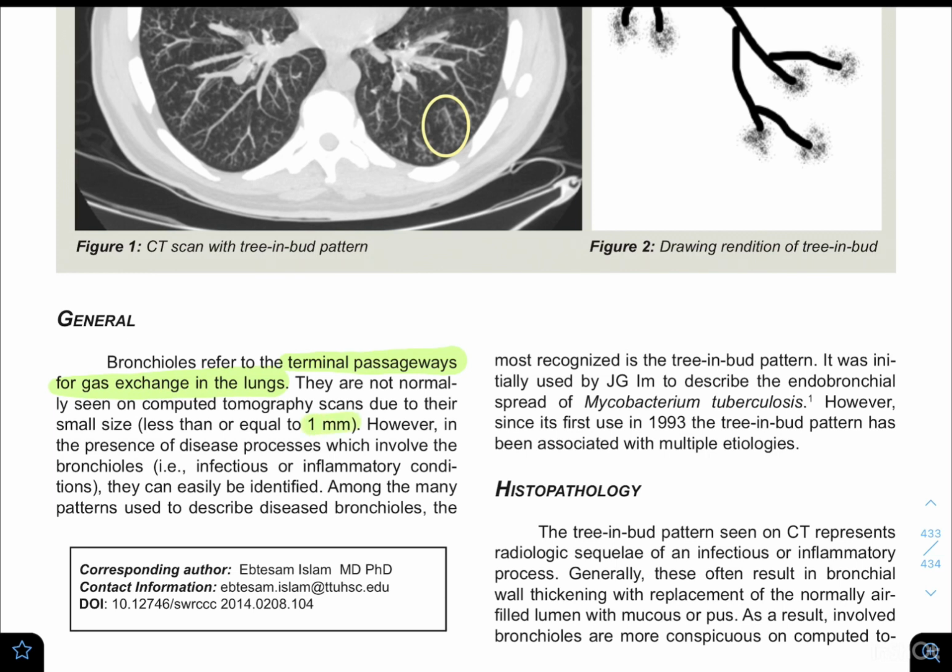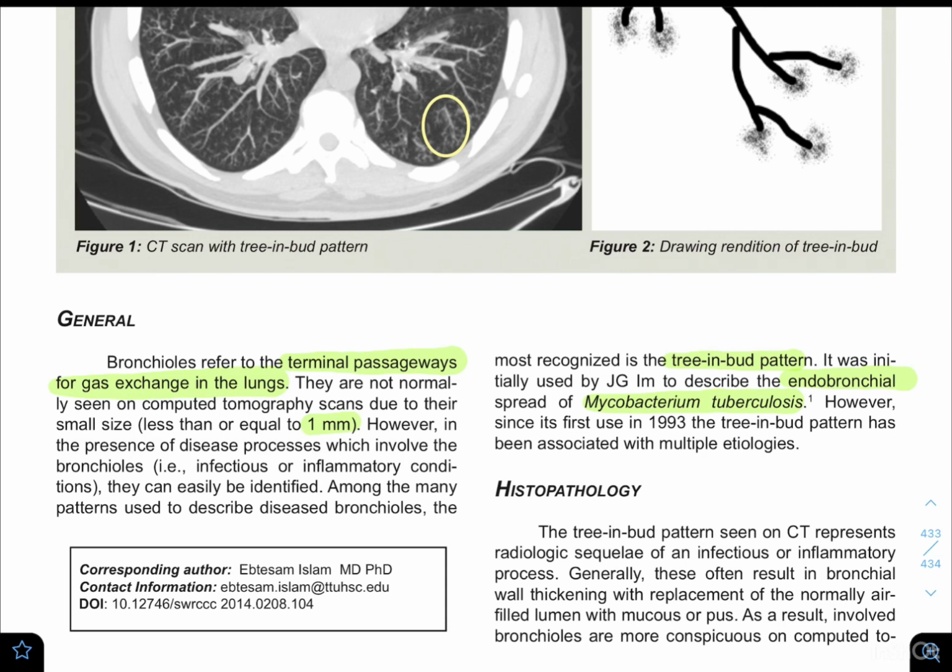However, in the presence of a disease process which involves the bronchioles, like infectious or inflammatory conditions, they can easily be identified. Among the many patterns used to describe diseased bronchioles, the most recognized is the tree in bud appearance. It was initially used by JGIM to describe the endobronchial spread of Mycobacterium tuberculosis.